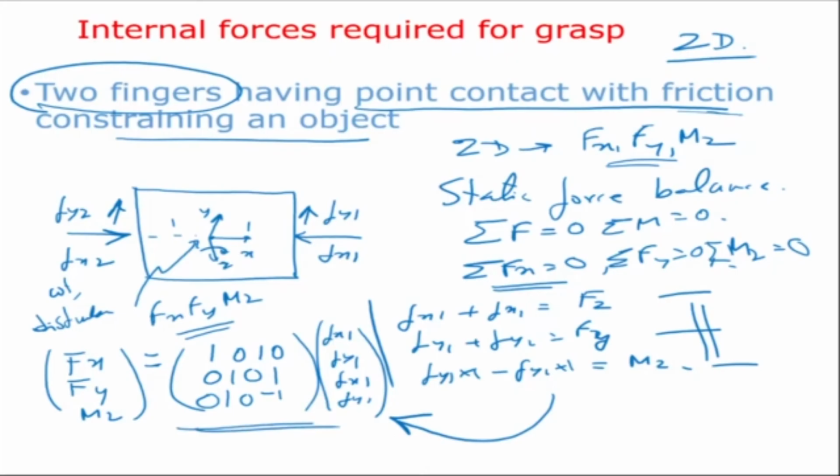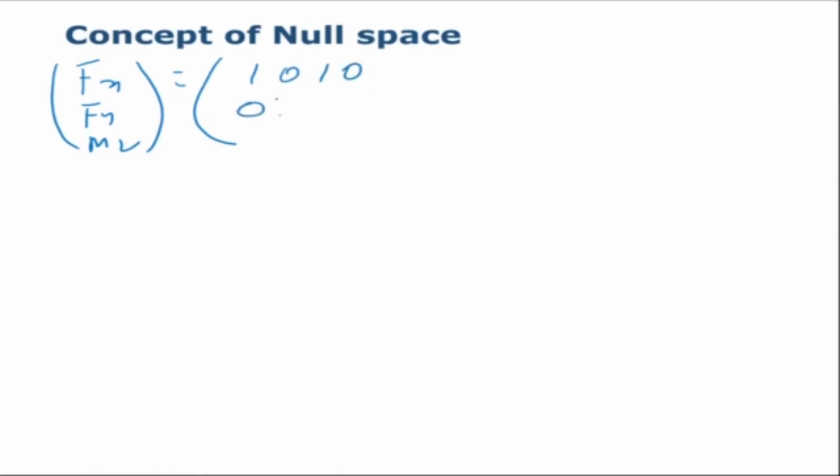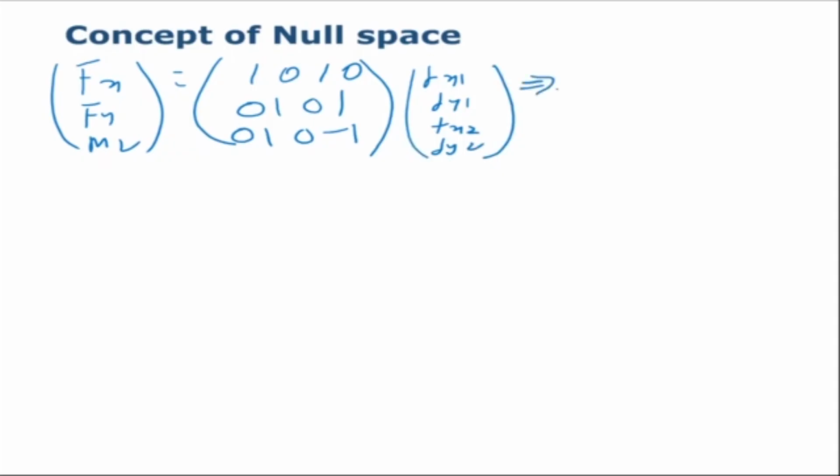So I will go on from here and explain the concept of null space. Fx, Fy and Mz, I'll just write it again, which is equal to 1 0 1 0, 0 1 0 1, 0 0 1 0 minus 1, times Fx1, Fy1, Fx2, Fy2. Now if I write it in short form, then F is equal to this matrix, let's call this matrix C, into the fingertip forces, small x. Let me write it this way.